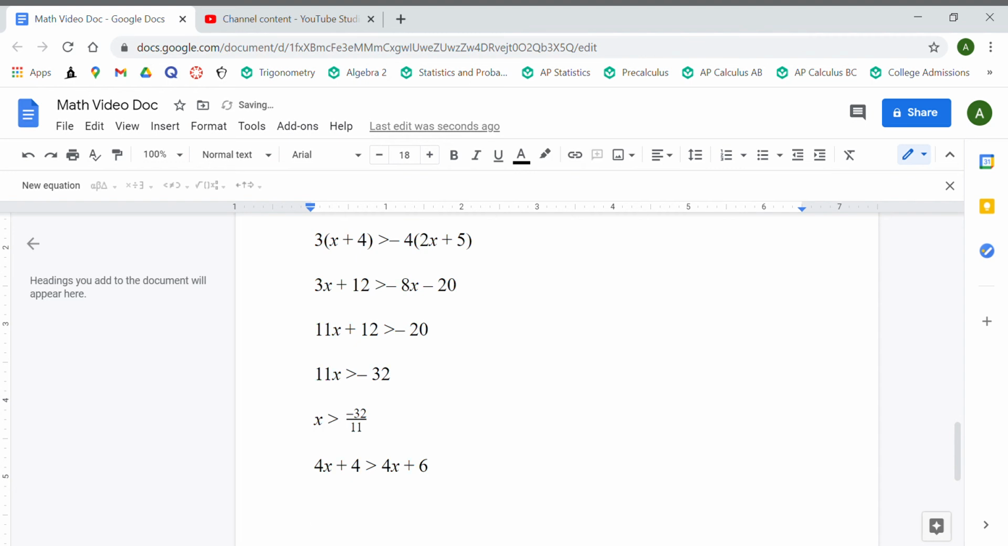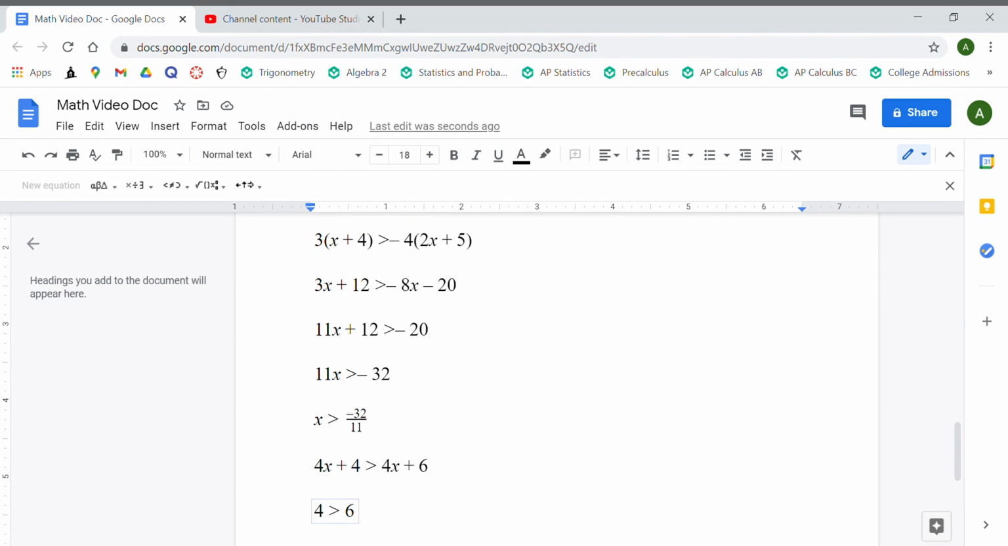Alright? You know what to do. Subtract 4x on both sides. Alright, 4 is greater than 6. So here's the rule. If you end up with an inequality with two terms on each side, an x term and a constant, and the coefficients are the same, there can be either no solution or infinitely many solutions. If you cancel the x terms out, you will end up with just two constants being compared.